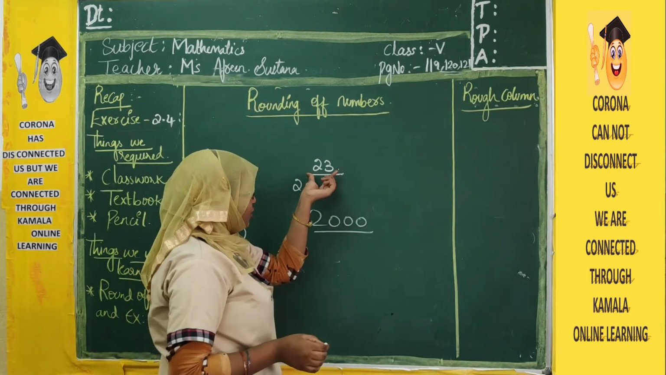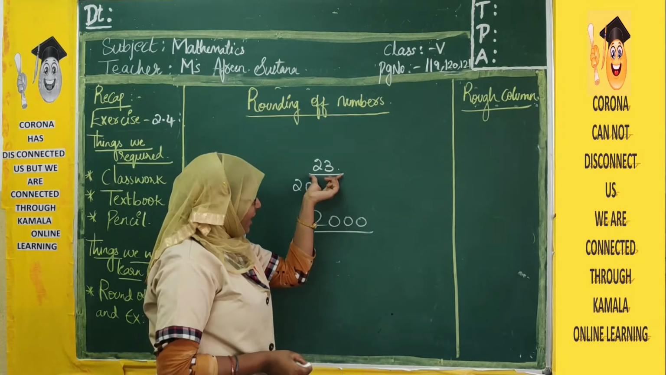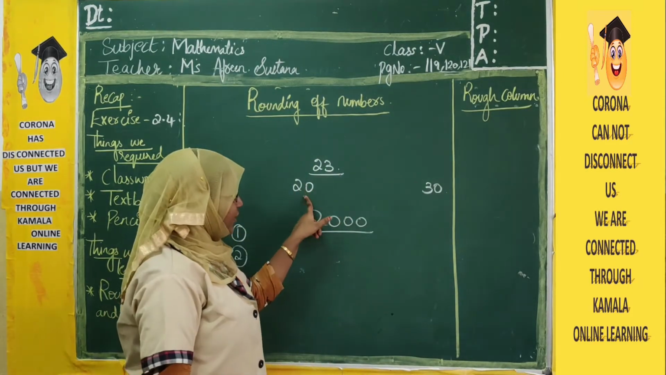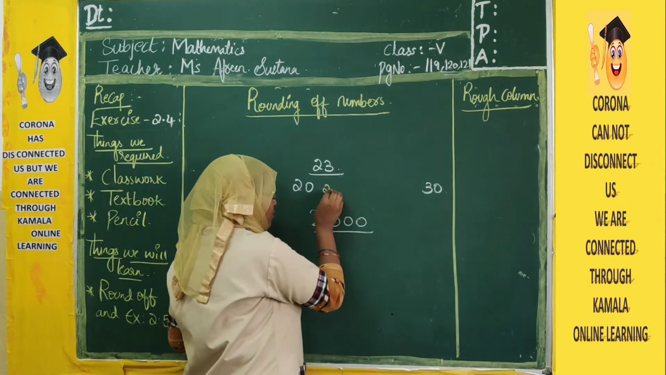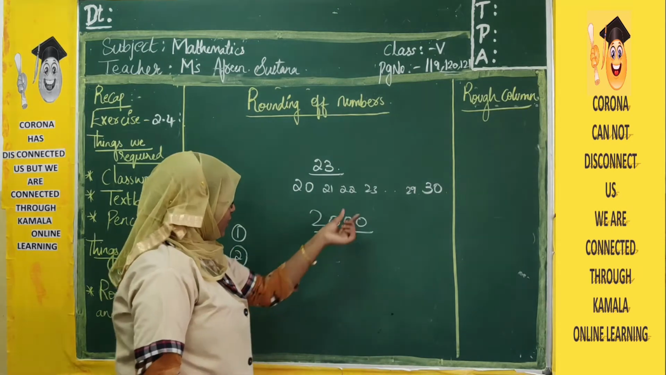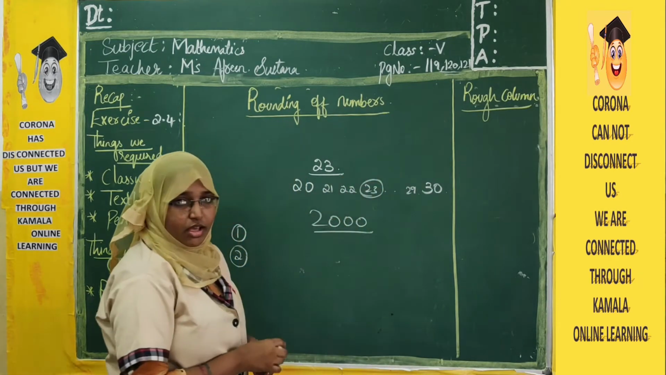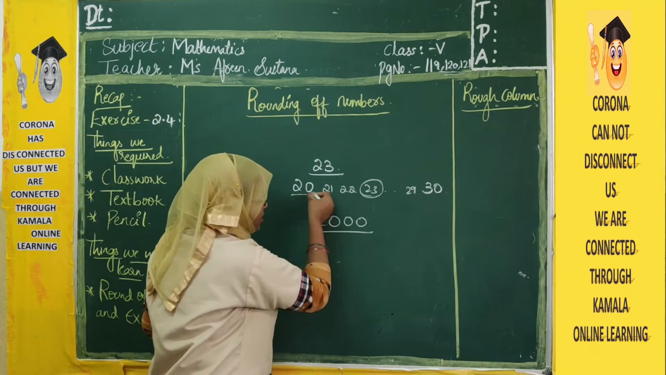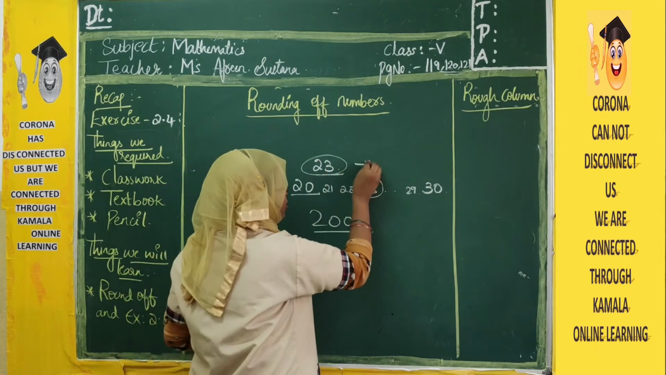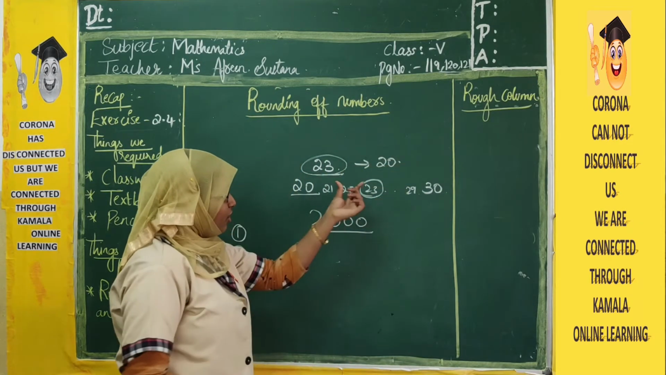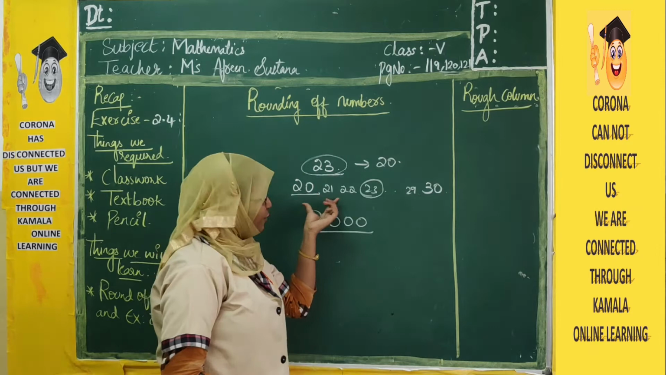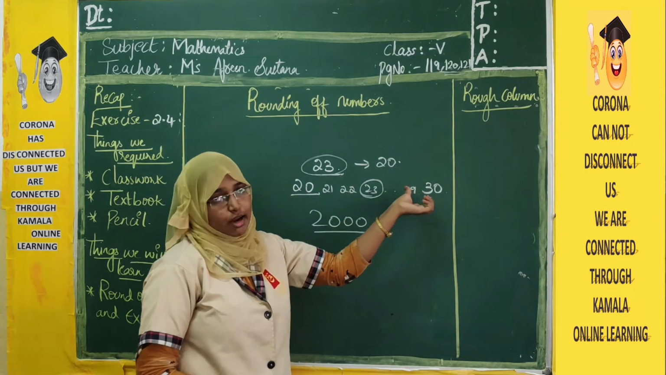What do you do when you are using the number line method? See, 23 lies between 20 and 30. So we will write the in-between numbers like 21, 22, 23 and so on up to 29 and 30. Now if you see, our 23 is here. 23 is very near to 20, right? So we will round off 23 to 20. When you are rounding to the left side, the down side, you call it rounded down. If you are going to the right side, to a higher value, you say it is rounded up.